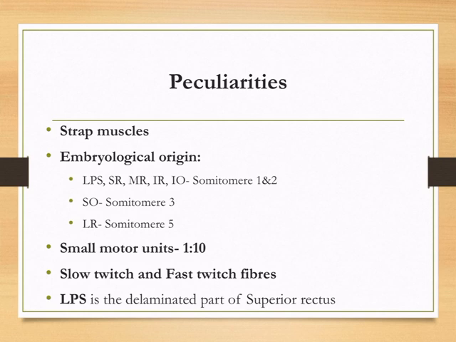Peculiarities of the extraocular muscles: they are strap muscles. Also remember the other examples of strap muscles. Sartorius is one, infrahyoid muscles is another, rectus abdominis is another one. The embryological origin, don't go into the details, but the extraocular muscles are derived from what are known as somatomeres. These are the cranial most somites, okay? Just like the laryngeal muscles and the intrinsic muscles of hand, the extraocular muscles have small motor units. They comprise slow twitch and fast twitch fibers. And embryologically, the levator palpebrae superioris is considered as the delaminated part of the superior rectus. Okay?